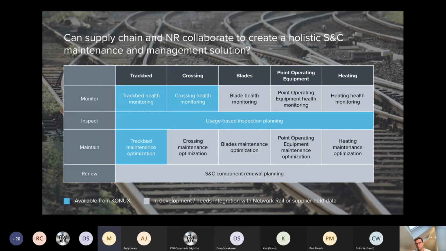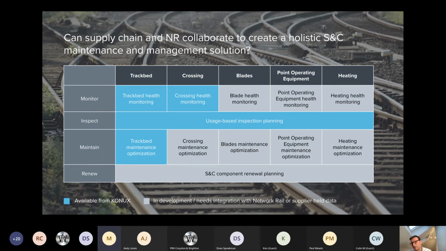That's where we are today. Working with others in the supply chain, we could get to understanding blade health monitoring. The point operating equipment health monitoring is already there, but obviously our two systems are integrated. Heating again, it's pretty well rolled out, but is there more we can do by bringing together what's happening at the track bed, what's happening at the crossing, what's happening at the point machine? Can we get more insight by adding those data sets together and running artificial intelligence algorithms over them to further understand and predict?